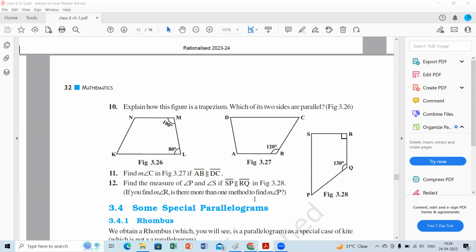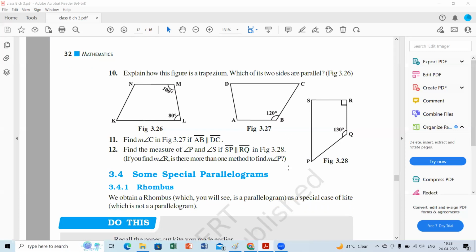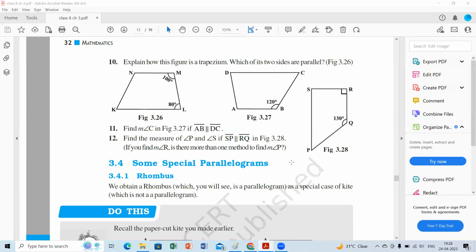If you find the measure of R, is there more than one method to find the measure of P? Yes, ma'am. You should bisect the angle Q. What is it, Hari? They're asking: if you find the measure of R, is there more than one method to find the measure of P? Ma'am, you can bisect the angle Q, right?